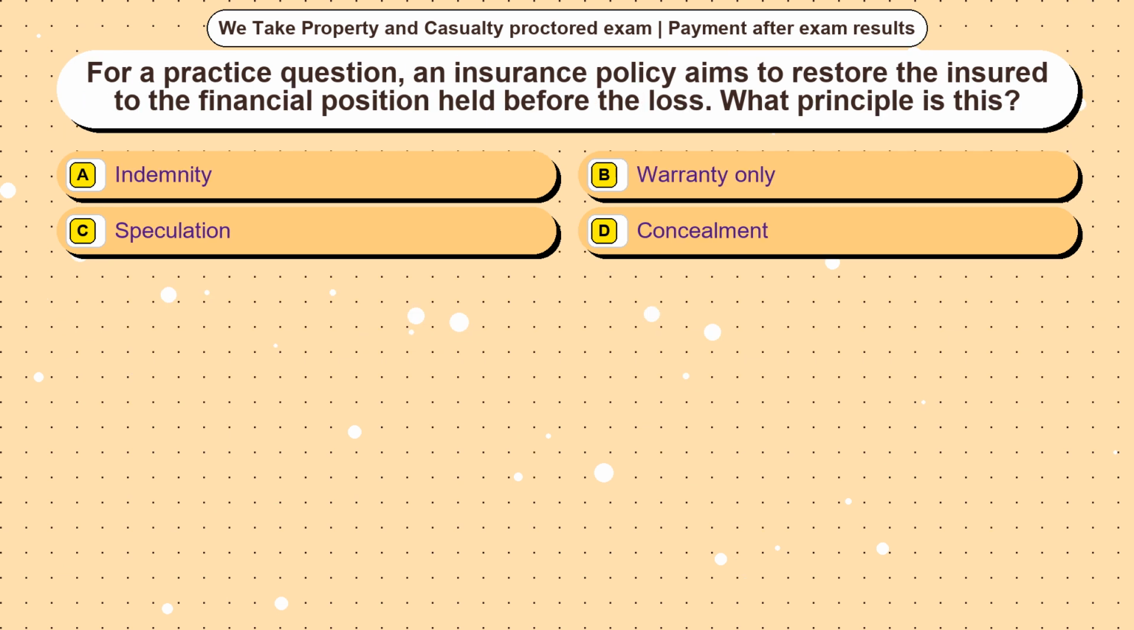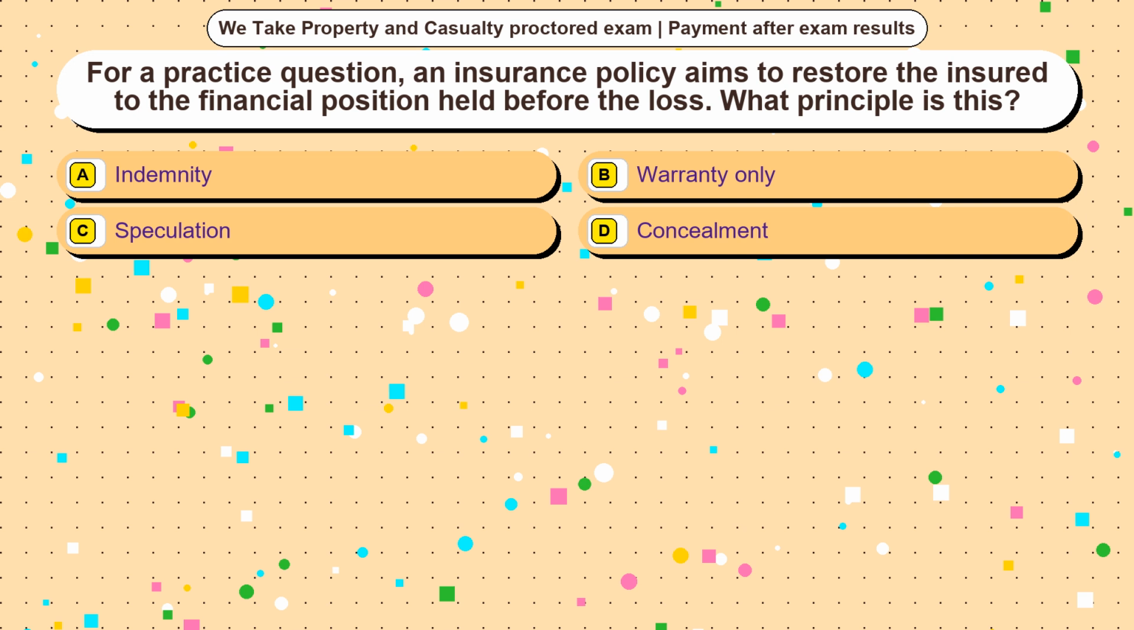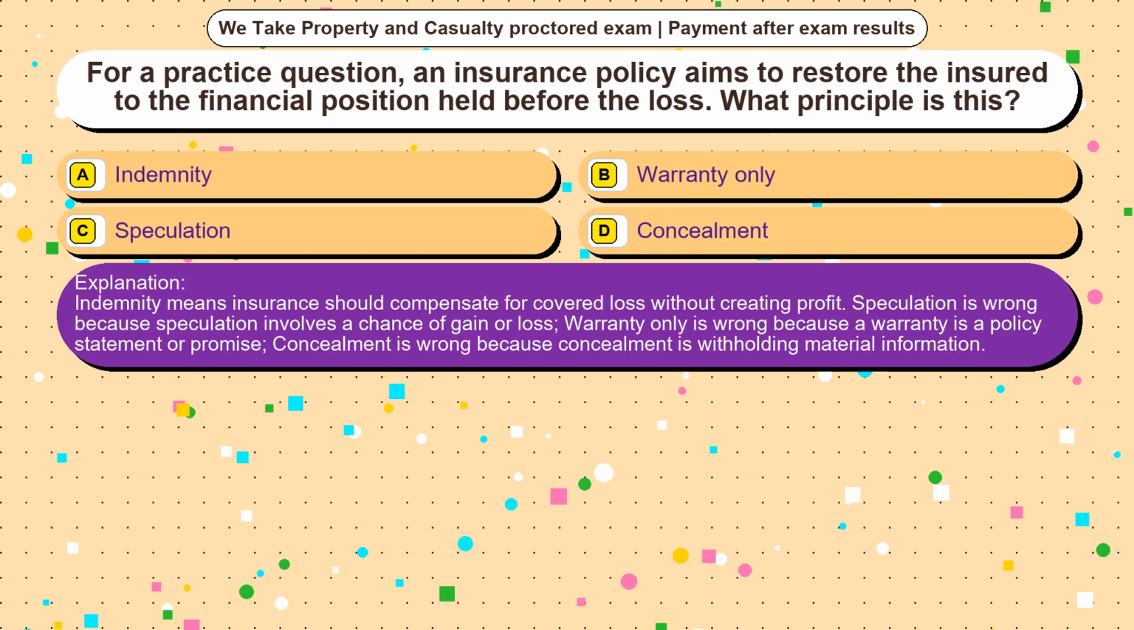Question 19. For a practice question, an insurance policy aims to restore the insured to the financial position held before the loss. What principle is this? Option A. Indemnity. Option B. Warranty only. Option C. Speculation. Option D. Concealment. The correct answer is option A. Indemnity means insurance should compensate for covered loss without creating profit.